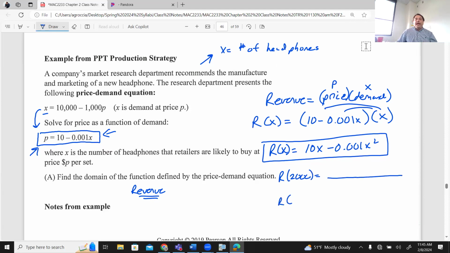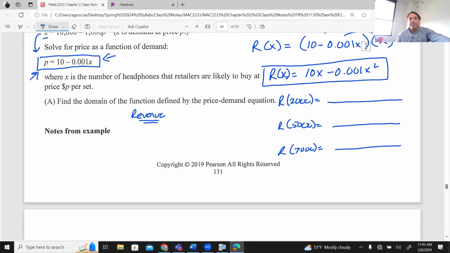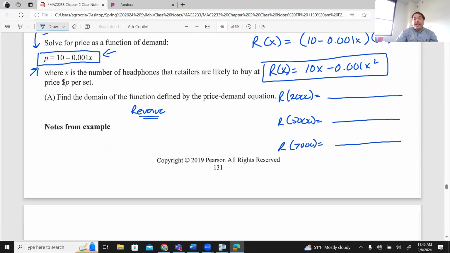What's the revenue at 5,000 headphones? And what's the revenue at 7,000 headphones? And you're like, all we're doing is plugging it in. Perfect. That's exactly what you're going to do. But then I want you to find the derivative of revenue, which is called marginal revenue.